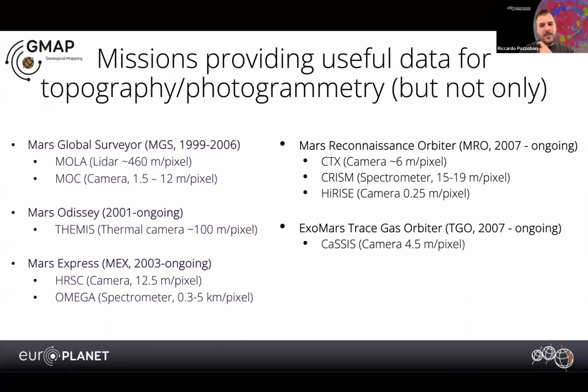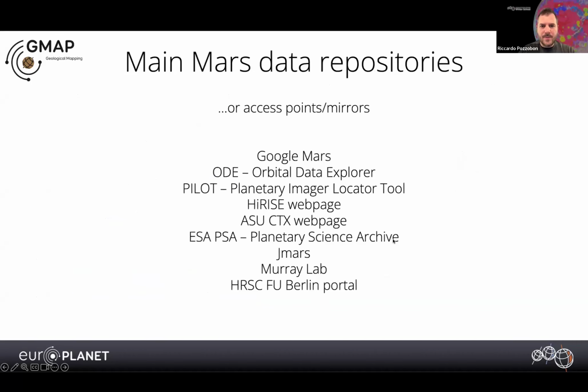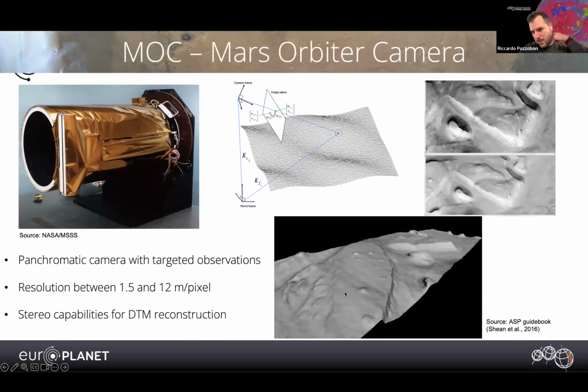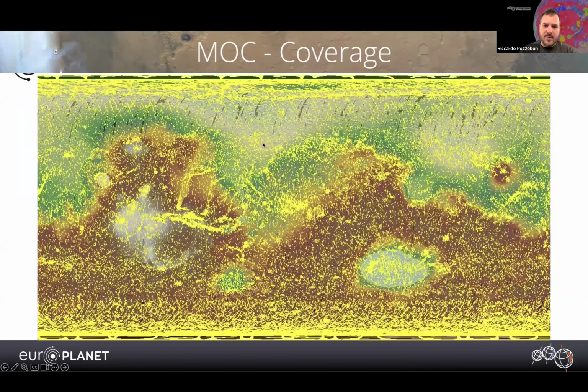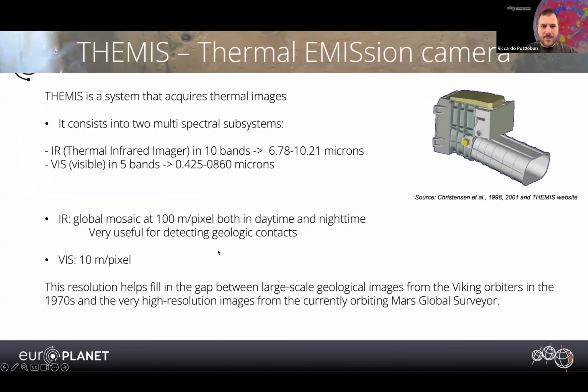Mars data. For Mars, there's a lot of data everywhere. These are the missions that have been active in the recent past or are still active nowadays, especially Mars Reconnaissance Orbiter and TGO, the Trace Gas Orbiter. And these are all the points of access that you can find. For Mars, we will essentially use the Mars Orbiter Camera, which is a panchromatic camera of 1.5 to 12 meters per pixel with this type of coverage. So you see that it is a targeted camera, very high resolution, so you cannot cover the whole surface of Mars. This is where you can gather data.